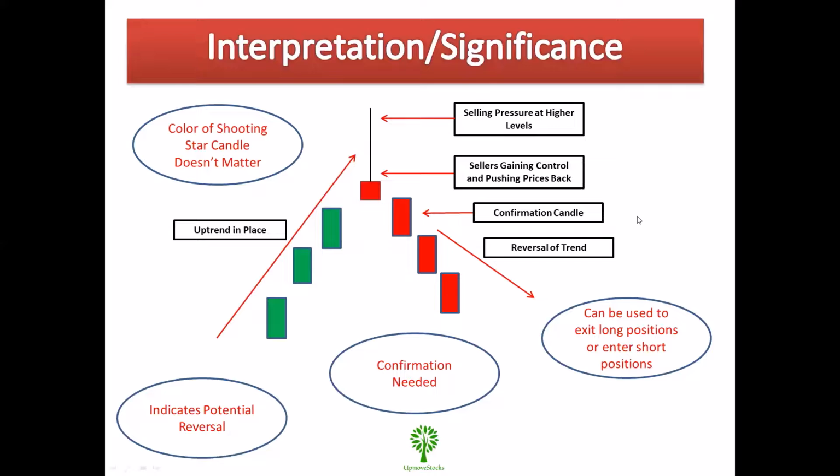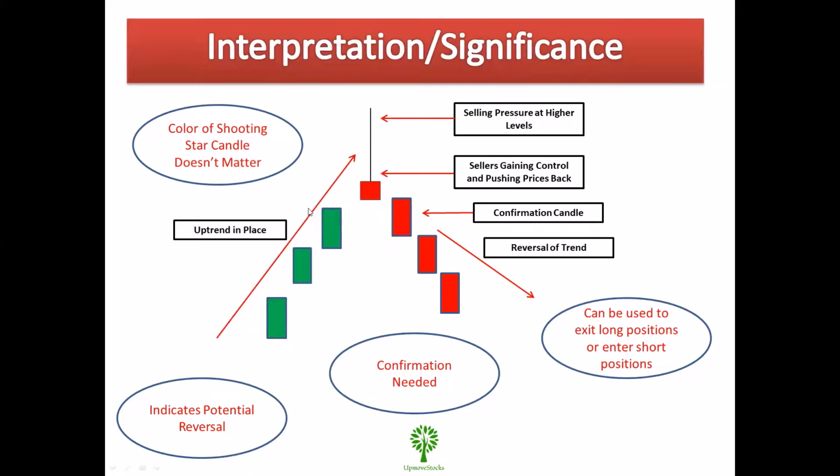It can be used in two ways. First, you can exit from your long position. If you have purchased this stock and you see this kind of a candle and a confirmation candle is also obtained, then you can exit from this stock by booking profits or even at cost to cost. Let us say you have purchased this stock at this level and you see this kind of a candle and you also see the confirmation candle finally taking place, then you can exit this stock at maybe around this level so that you don't lose the profits that you have already earned.